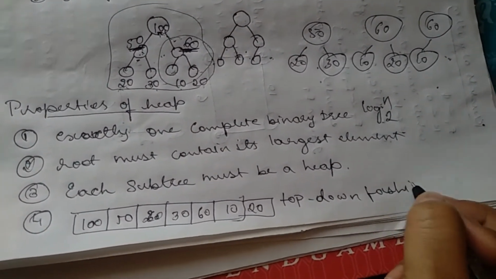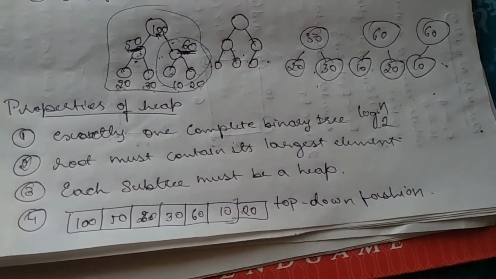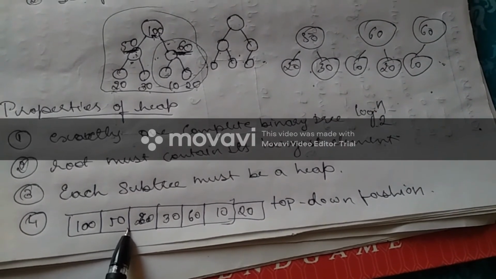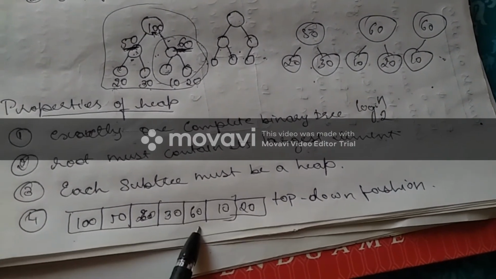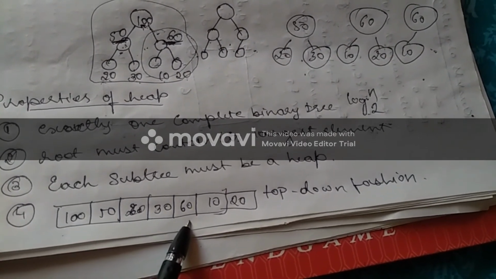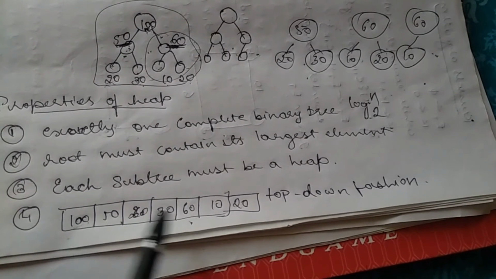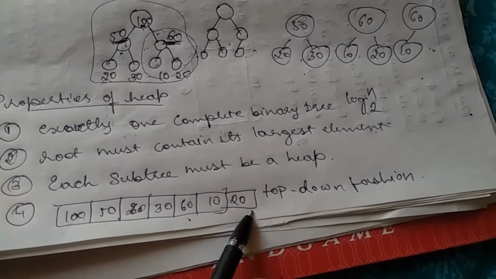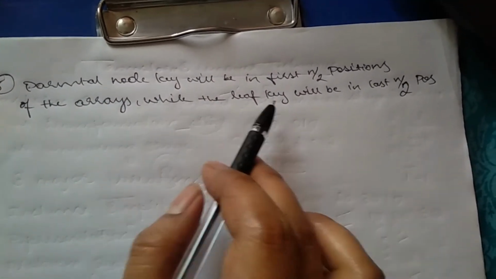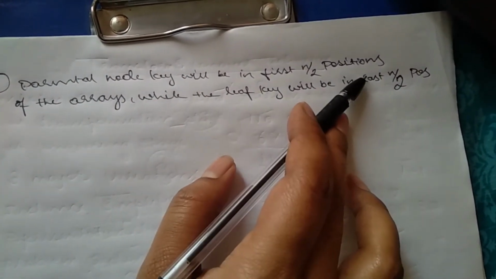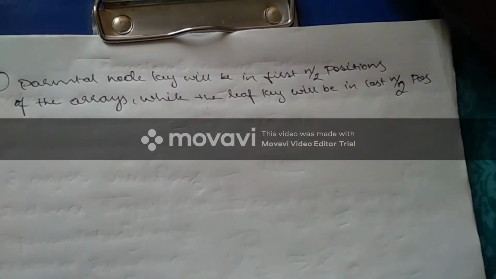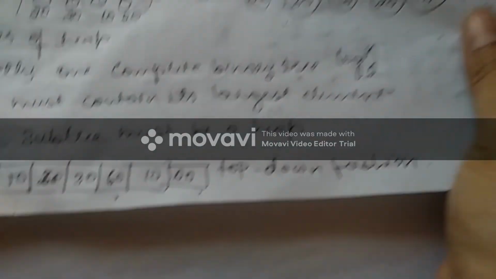fashion. Okay. If the heap can be implemented as an array, always you have to just go in top-down fashion. And you have to give the heap's elements the positions from 1 to n. So this is the fourth property. This is the fifth property. Parental node keys will be in the first n by 2 positions of the array, while the leaf keys will be in the last n by 2 positions.